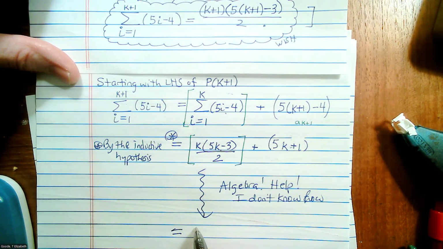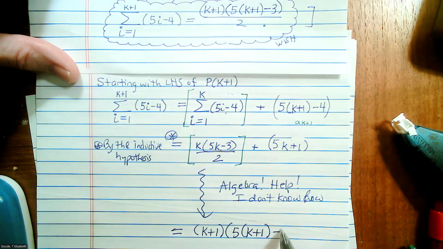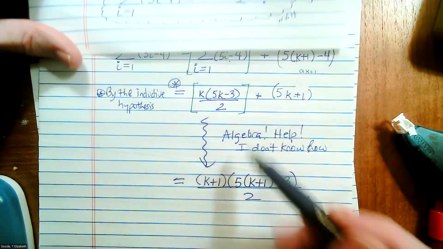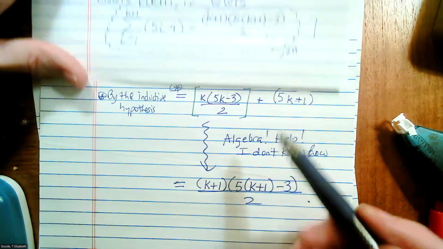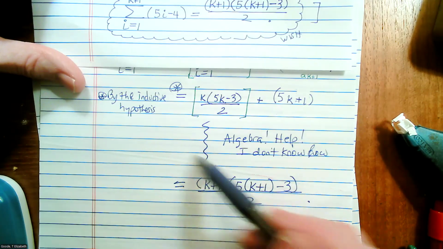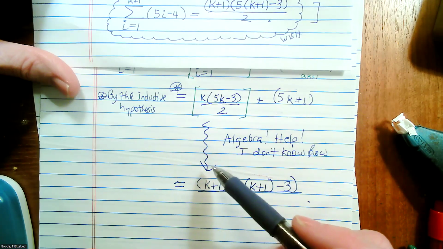The right-hand side of P(k+1). Yeah, we're trying to get to (k+1) times (5 times the quantity (k+1), whole thing minus 3) over 2. Just realize where you're trying to get to. If you can show me that you do know we're shooting for that, you're not going to lose that many points for the missing algebra, okay?